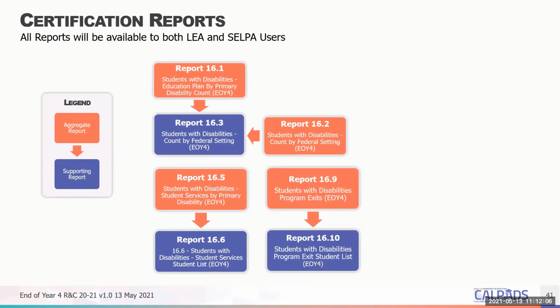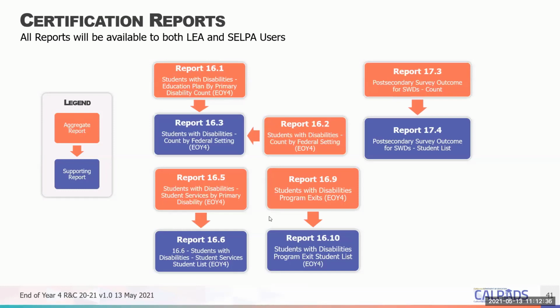And then, of course, we have two new reports. These are for the exits. And remember, we emphasized Fall 1 doesn't account for students exiting special education programs. That's one of the specific purposes of this data collection. And so we've added reports to reflect that, and that's 16.9 and 16.10. Again, the aggregate report is the count and the different exits. And then the student list, how you would verify your count, is 16.10.